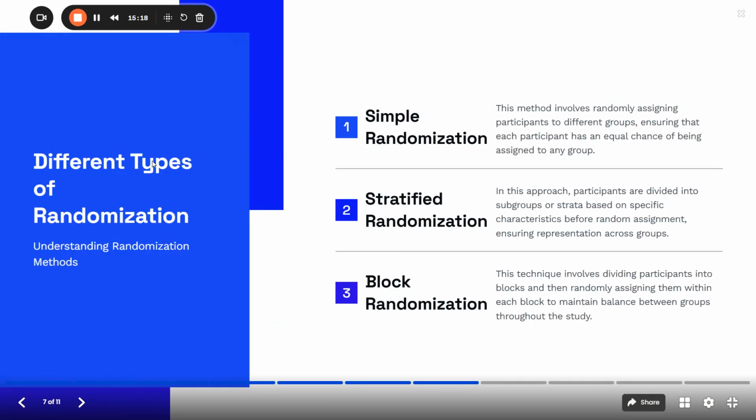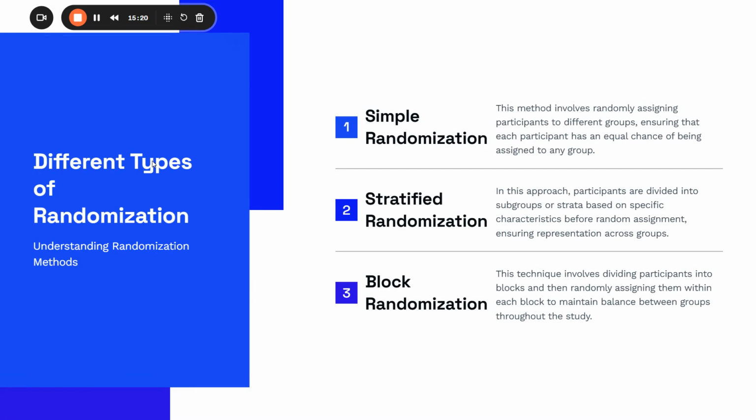These steps have already been explained, which are simple randomization, stratified randomization, and block randomization. Let me restate those again. In simple randomization, it's basically a flip of a coin or a computer-generated number through which individuals are randomized to the intervention or the control group.